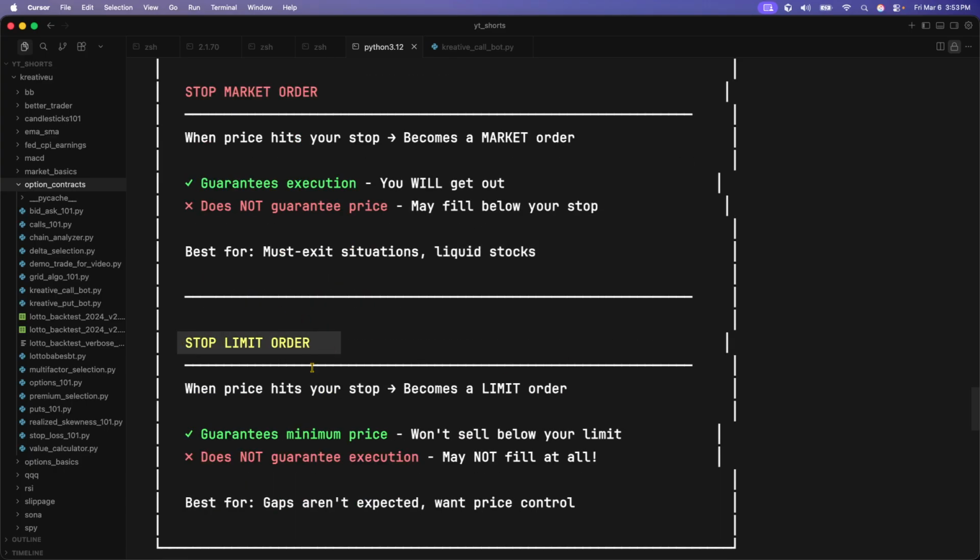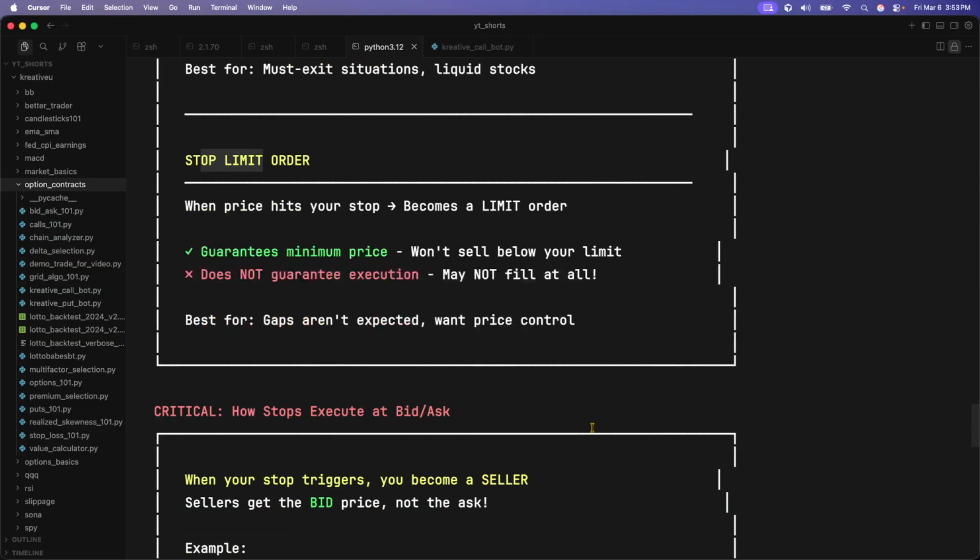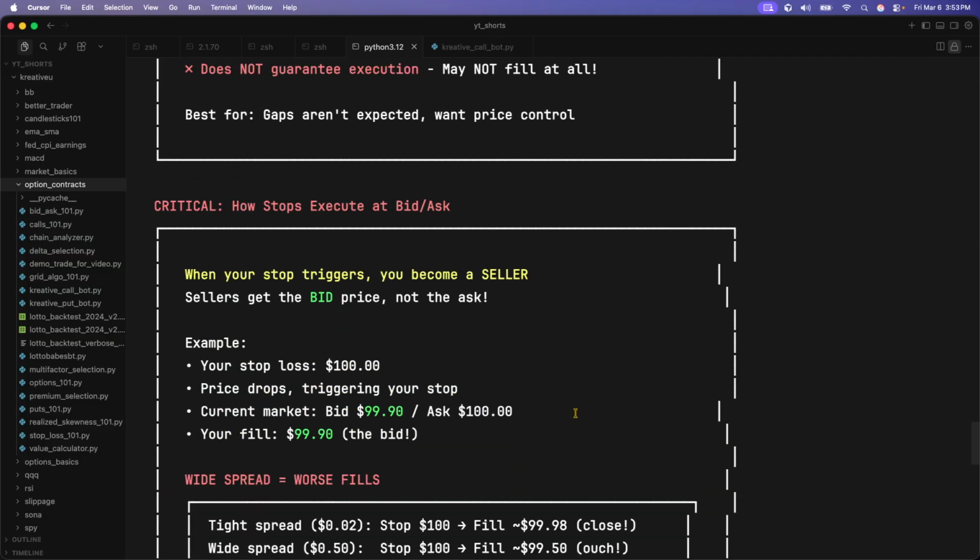Stop limit order. What is a limit order going to do? It's going to guarantee your minimum price, but it's not going to guarantee the execution. So use it when gaps aren't expected and you want price control. That's when you're going to use a stop limit order. Critical: how you execute at the bid and ask. When your stop triggers, you become the seller, so sellers get the bid price, not the ask price.